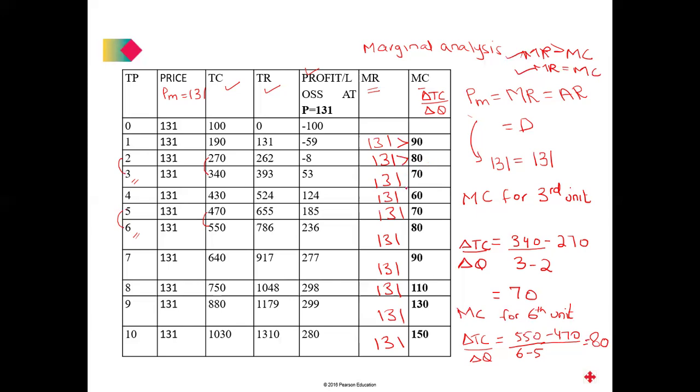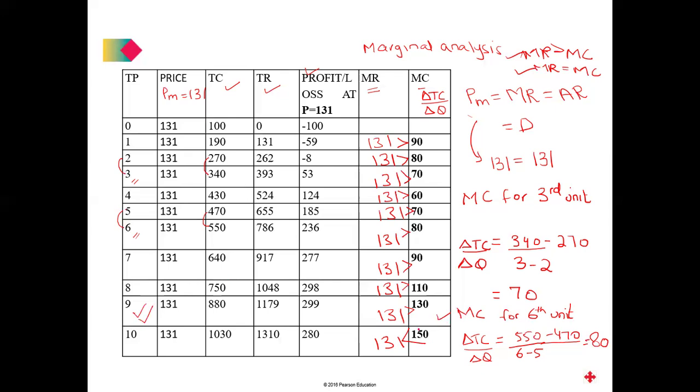For the third level of production, you can see again MR is greater than MC. Similar is the case for the fourth, fifth, sixth, seventh, eighth, and ninth. But for the 10th unit of production, you can see that marginal revenue is 131, whereas marginal cost is 150. At this point, the marginal revenue becomes less than MC. So we are going to produce till the 9 units.